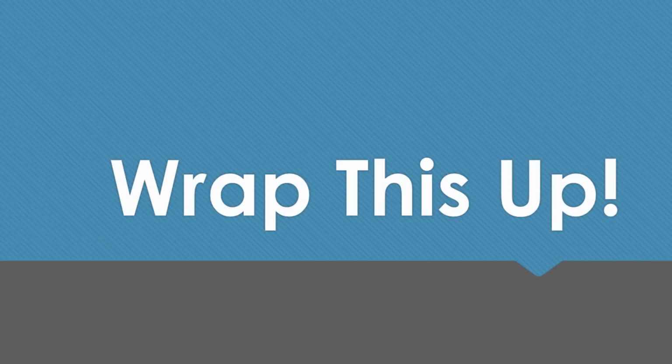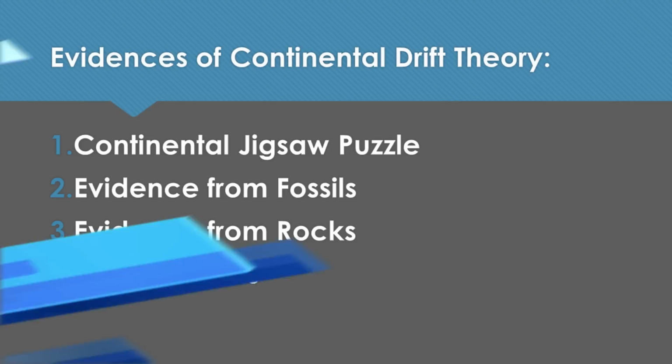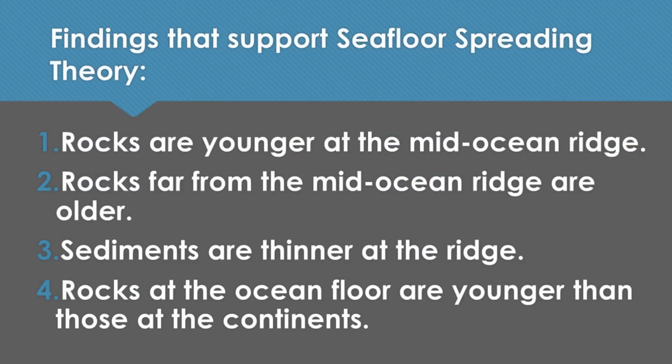Let us wrap this up. Here are the evidences of continental drift theory. 1. The Continental Jigsaw Puzzle. 2. Evidence from fossils. 3. Evidence from rocks. And 4. Coal deposits. Here are the findings that support seafloor spreading theory.